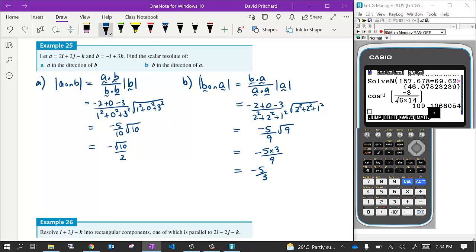Okay, so scalar resolute, nice and easy, making sure you're being careful to see if we're looking to determine a magnitude or length, or if we're looking to find a vector.